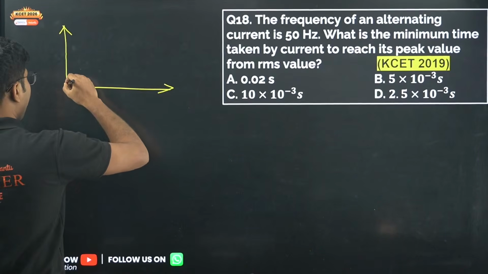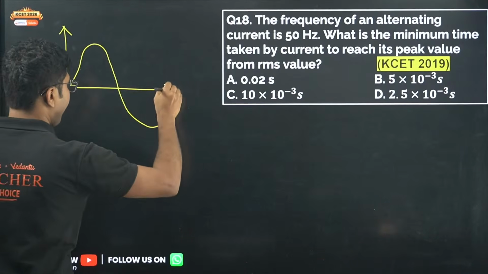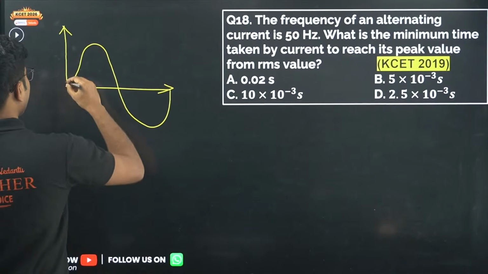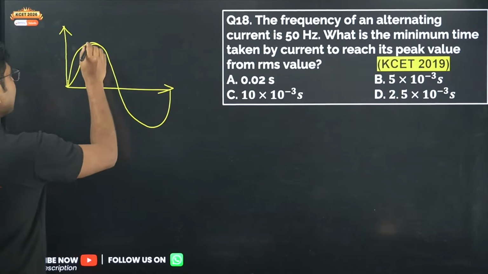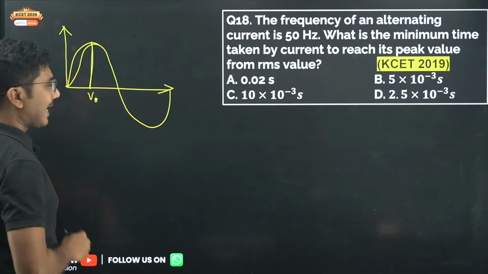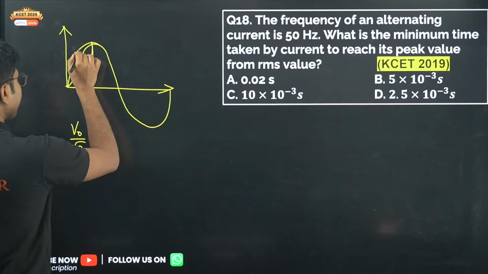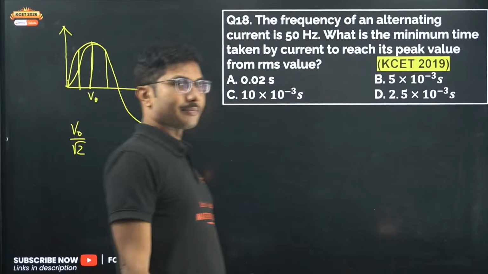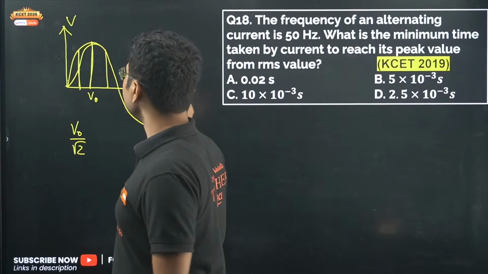So if you see, this is how AC current looks like, even though it is not perfect. This is the peak value, given by V naught, and the RMS value is given by V naught by root 2. So this is the RMS value. On both sides of the peak there will be the RMS value. Okay, so this is the voltage, this is time.